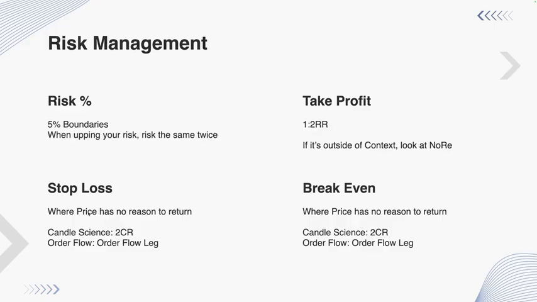Next in risk management, we have our stop loss placement. So where price has no reason to return. On candle science trading plans, that's going to be based on a 2 candle rejection mainly. So what do the next candles need to do if it wants to actually continue higher or continue lower? With order flow, that's going to be based on order flow lags. So for an ST plus RE, it's going to mainly be based on order flow lags.